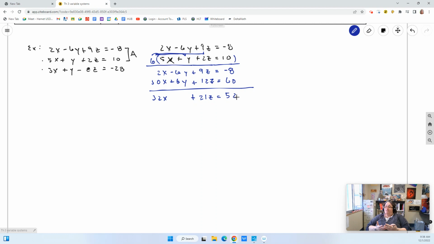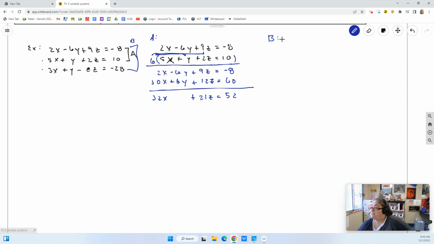And notice now I have this equation in only two variables. I have 32x plus 21z equals 52, right? We know how to handle two variables, but we still need another two variable equation, right? So what we're going to do is take, say, this first problem and this last problem that we haven't done yet, and we're going to call this B, right? This was equation A that we did. Now we're going to have this equation B, and we're going to do the same thing using those two equations. We're going to eliminate the same variable, which is y, right?